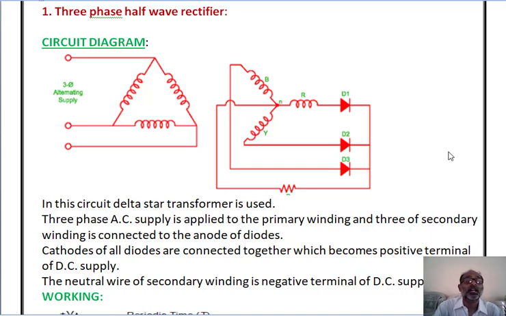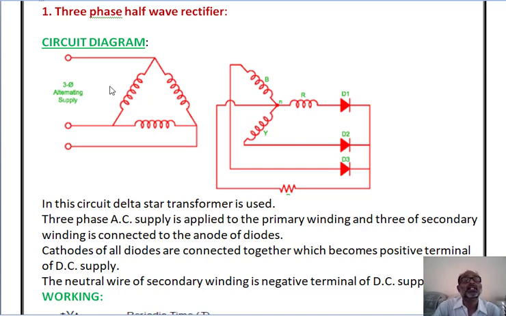First, the circuit diagram. As shown in this figure, the delta star type transformer is used. That means the primary winding of this transformer is connected in delta, while the secondary winding of this transformer is connected in star. Here you can see the neutral point is available in the star point. So due to this reason, the secondary winding of this transformer is connected in the star.